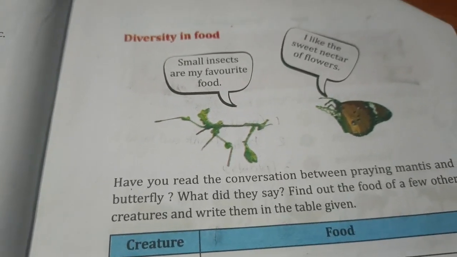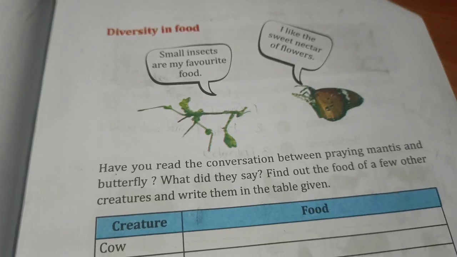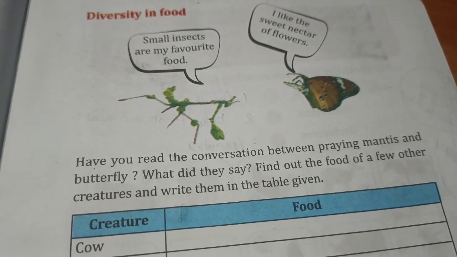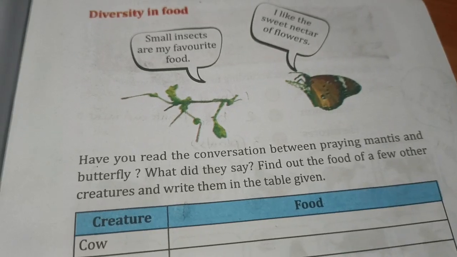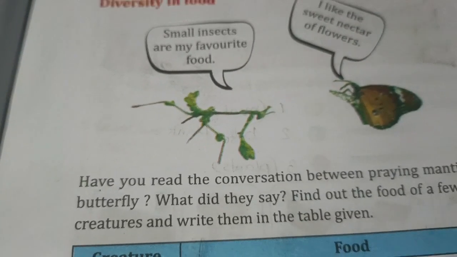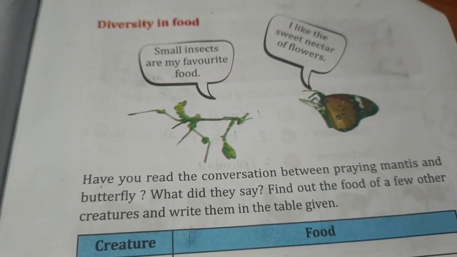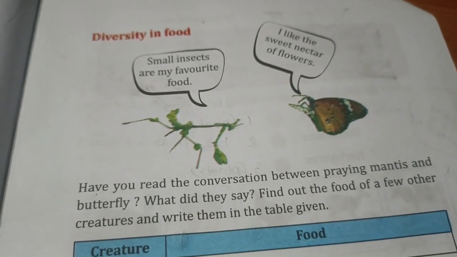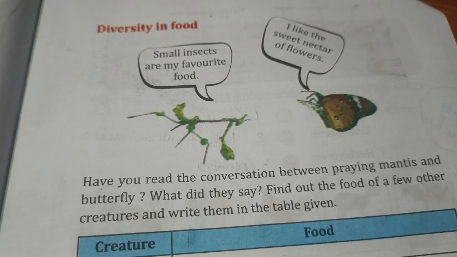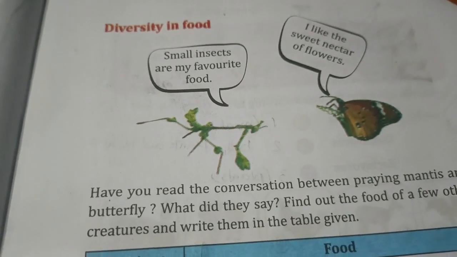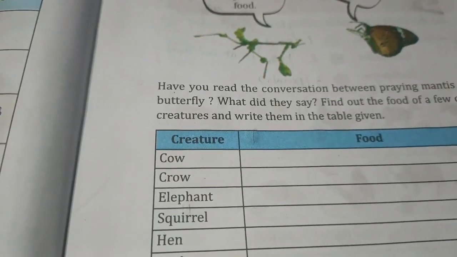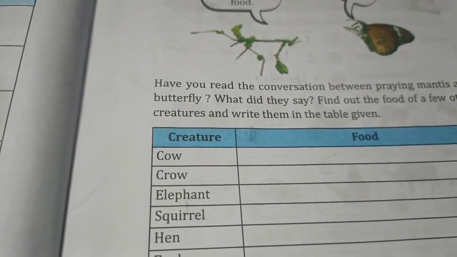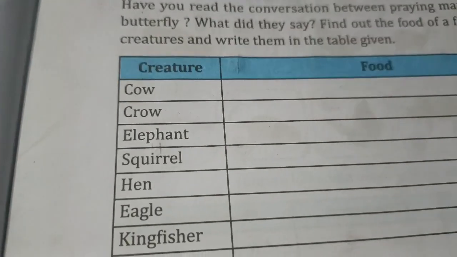Take page number 29. You can see a praying mantis and a butterfly. Have you read the conversation between praying mantis and butterfly? This is the conversation. Praying mantis said, "Small insects are my favorite food." Butterfly, "I like the sweet nectar of flowers." They talk about their food. And here is a table. Find out the food of some creatures and write them in the table. Cow.